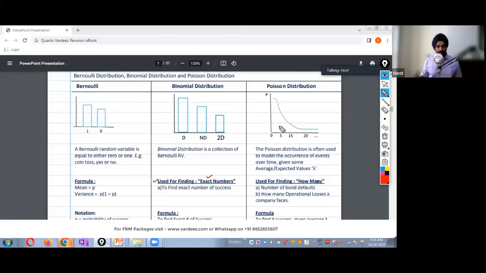Let me tell you, these three distributions that we have in the book, Bernoulli, binomial, and Poisson, are all discrete random variables. So a random variable which is discrete in nature will take either the Bernoulli, binomial or the Poisson distribution. As you can see from the diagram, the bond default or any other thing can take on specific values, which is the speciality of the discrete random variable.